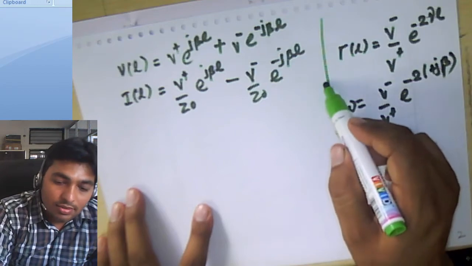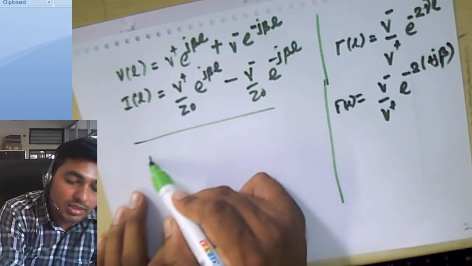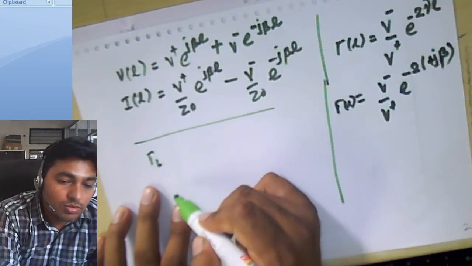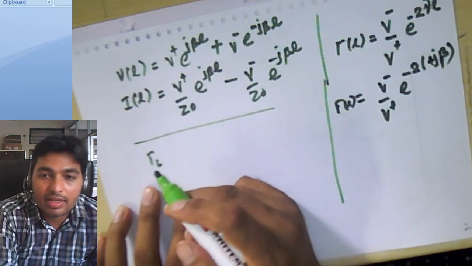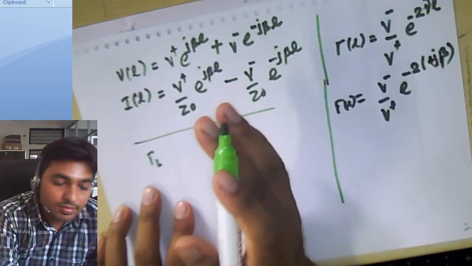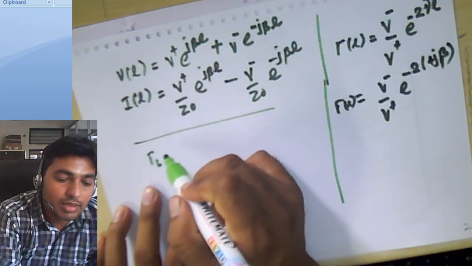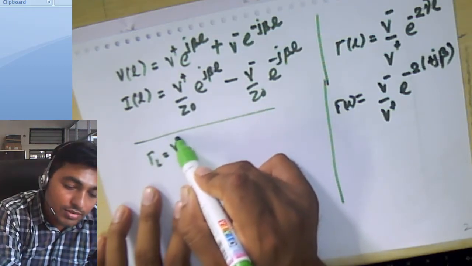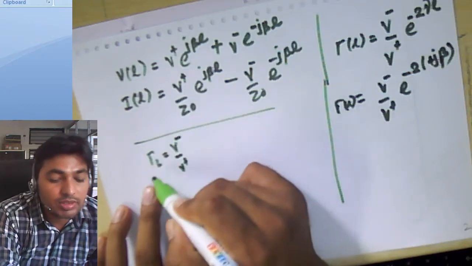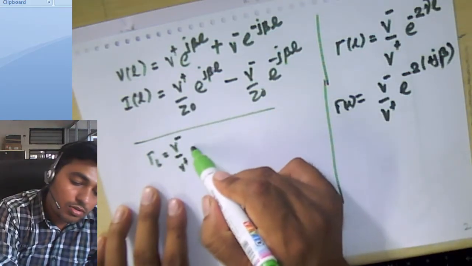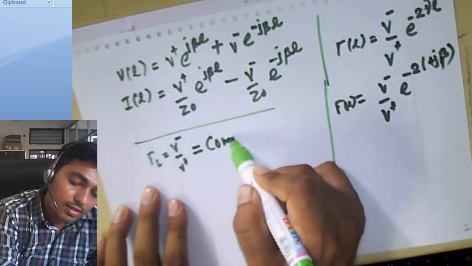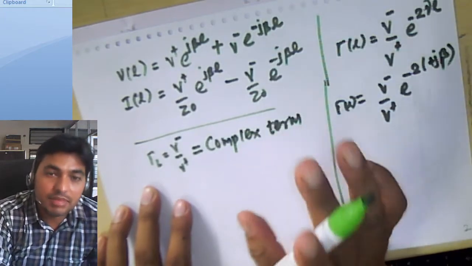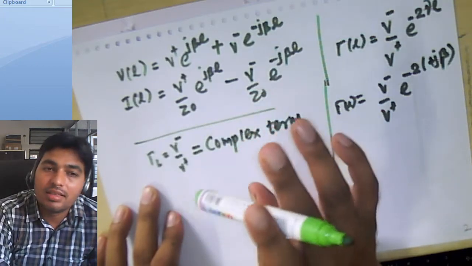One more thing, while we have defined this reflection coefficient at the load end, we have said that when L is equal to 0, taking the load end as the reference, the reflection coefficient is equal to V minus divided by V plus. In general, this reflection coefficient is a complex term. It means it will have a real part as well as an imaginary part.